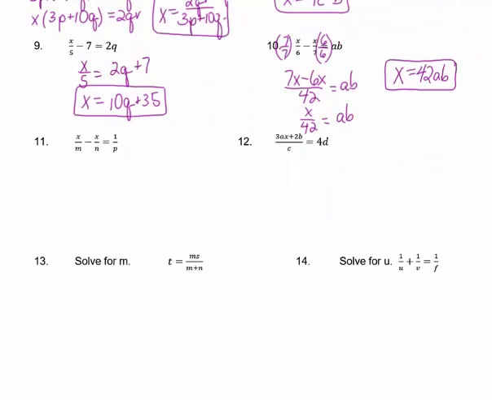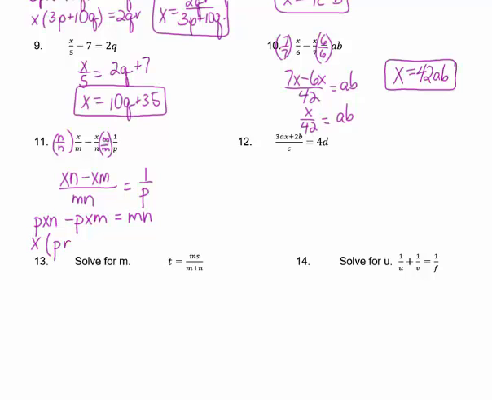Number 11, so here we have another algebraic common denominator, so I will multiply the first fraction by n over n, the second fraction by m over m. That gives me xn minus xm all over mn is equal to 1 over p. I'm going to cross multiply, so I get pxn minus pxm equals mn, and then I can factor out that x, giving me x times pn minus pm equals mn, and then divide through by pn minus pm, giving me x equals mn divided by pn minus pm.